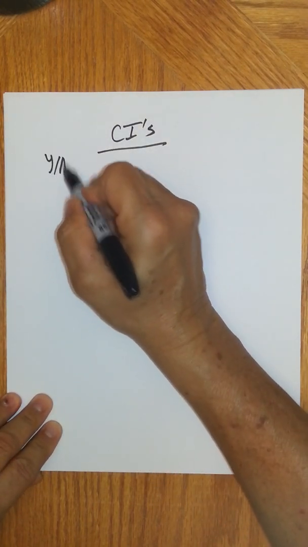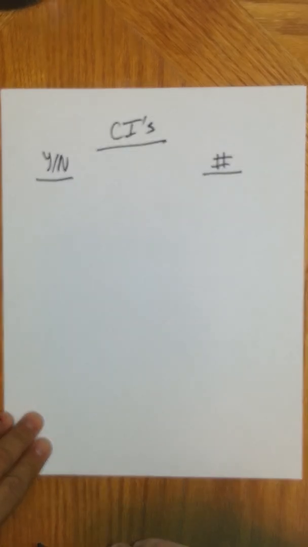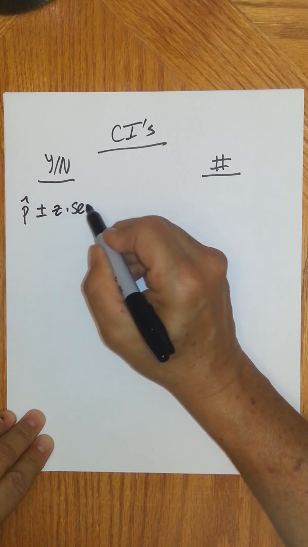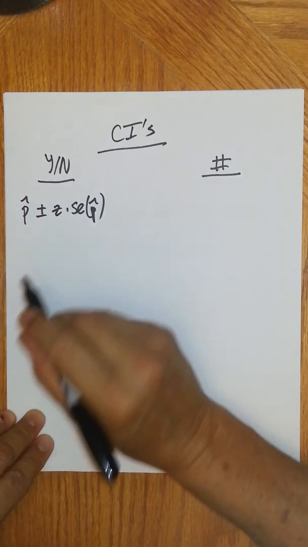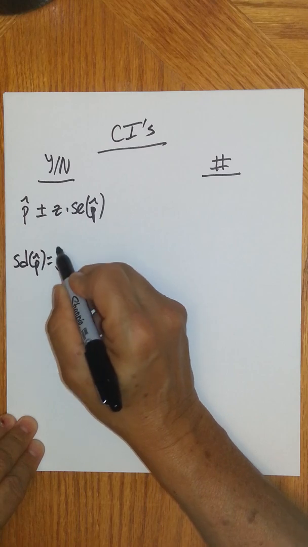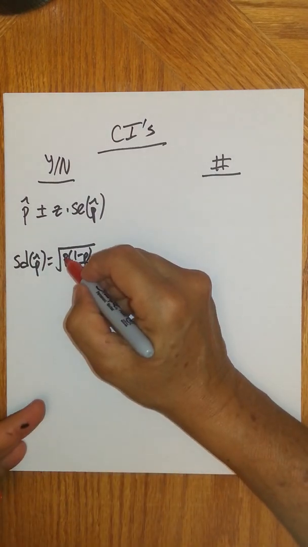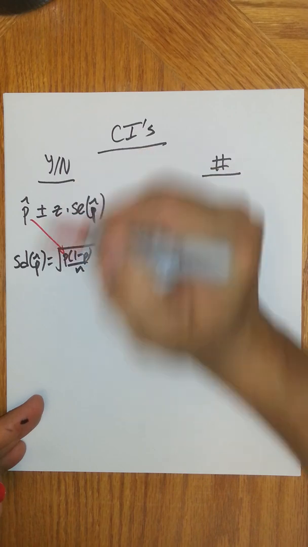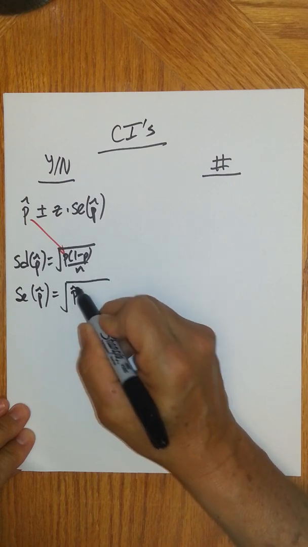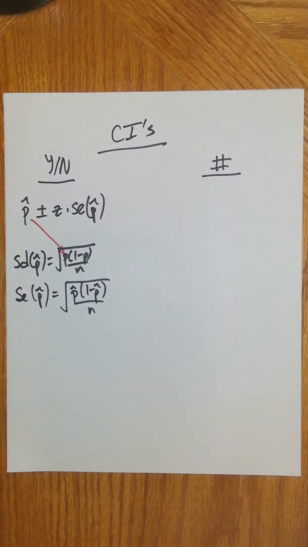So for a yes-no trait versus a numerical trait, here you measure a yes-no trait with a proportion. So your formula is p hat plus or minus z times the standard error of p hat, right? And remember that the standard deviation of p hat was the square root of p times 1 minus p over n. But since you were trying to estimate p, you didn't know p, so you used p hat in the place of p. So we found that the standard error was the square root of p hat times 1 minus p hat over n, right? So you estimate both of these with the sample proportion.